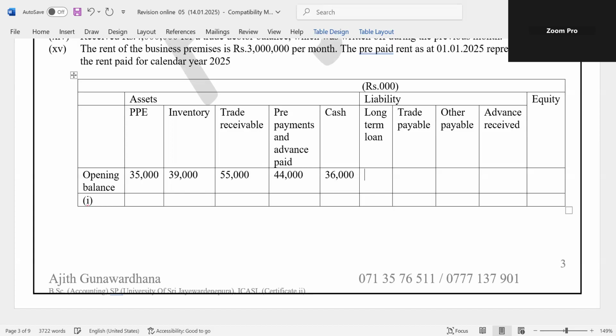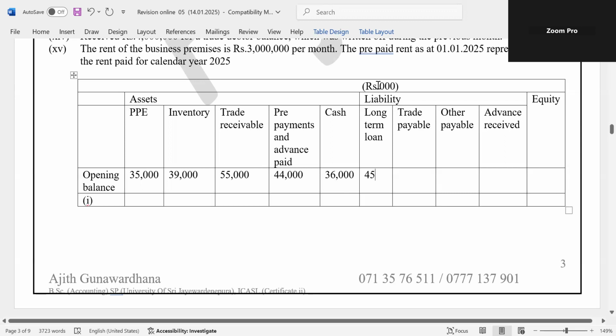First, record opening balances. Long term loan 45,000. This figure, let's make in millions. It's easier. To maintain understandability, record values in million.